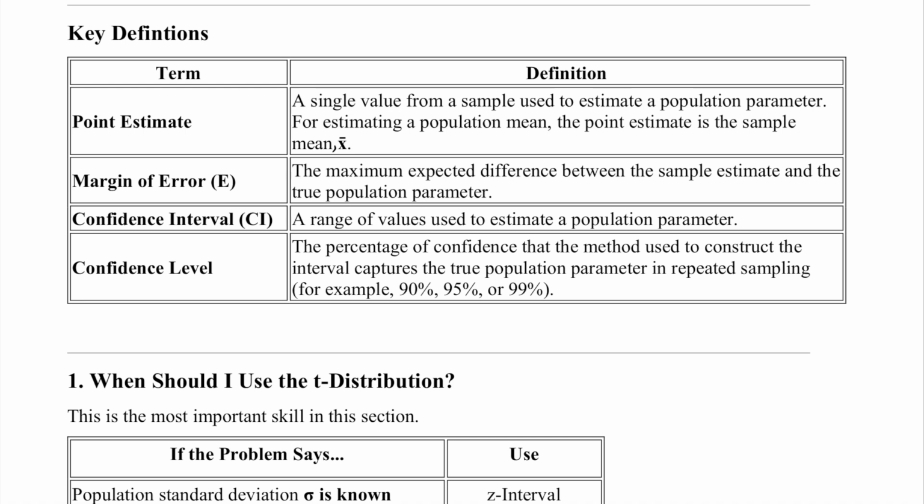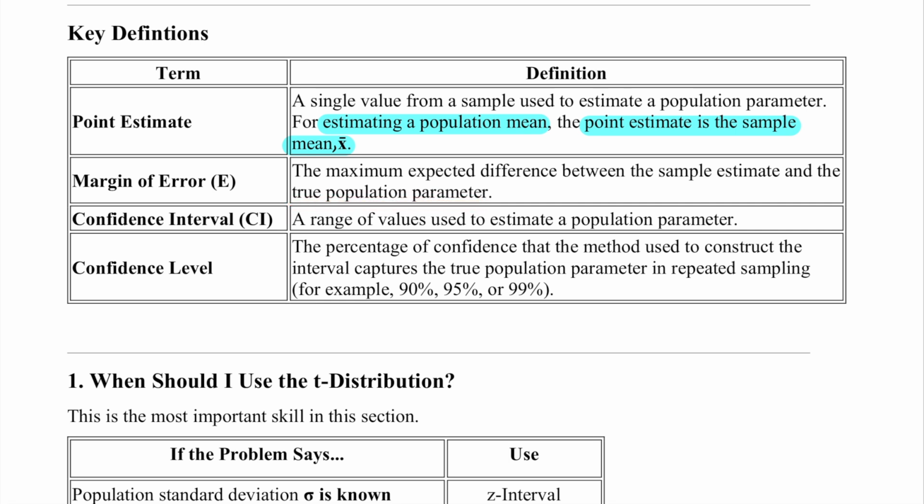Before we begin, let's review a few important definitions. A point estimate is a single value from a sample used to estimate a population parameter. Since we are estimating a population mean, our point estimate is the sample mean, x bar. The margin of error, denoted by E, is the maximum expected difference between the sample estimate and the true population parameter.